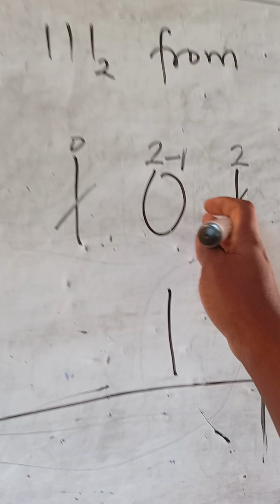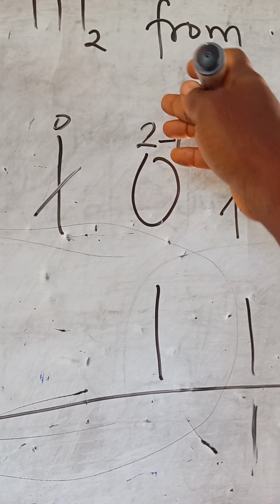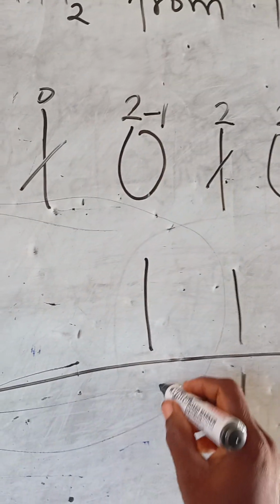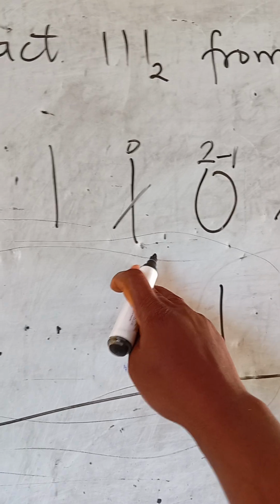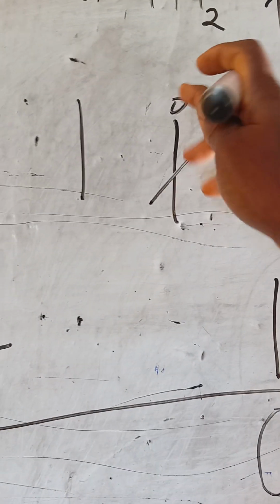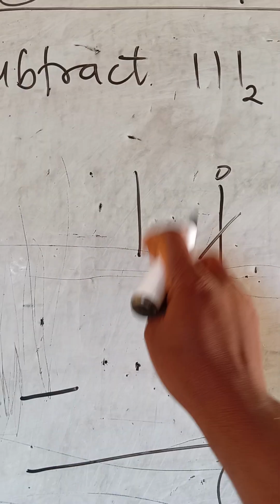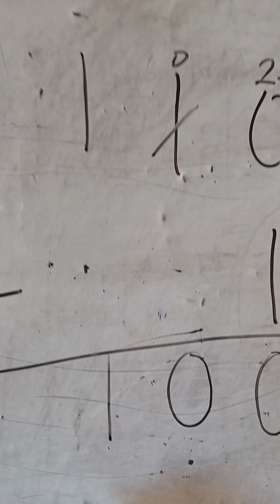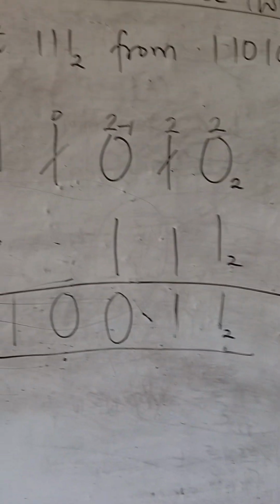Then coming to the next one, I have 2 minus 1, which is 1. So 1 is remaining here now. That 1 minus this 1 is 0. So I have 0 here. Then coming here, I borrowed this 1, so what is remaining here is 0. And nothing is under it, so I'll bring down 0. And then this last one, nothing is under it. I'll bring down this one. So this is my answer in base 2.